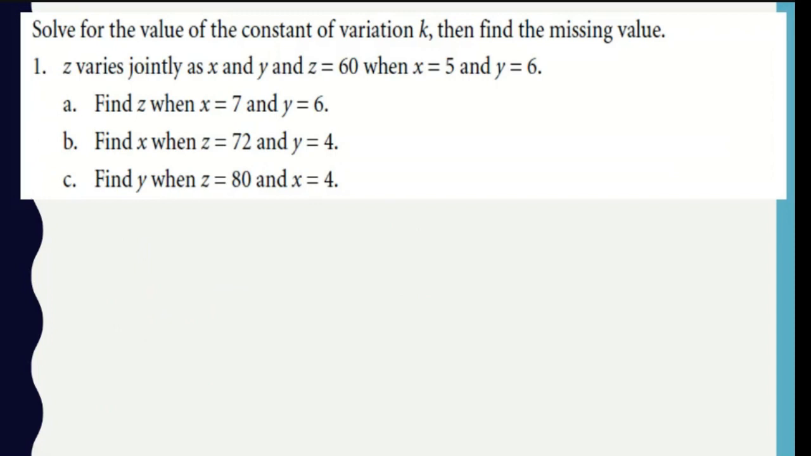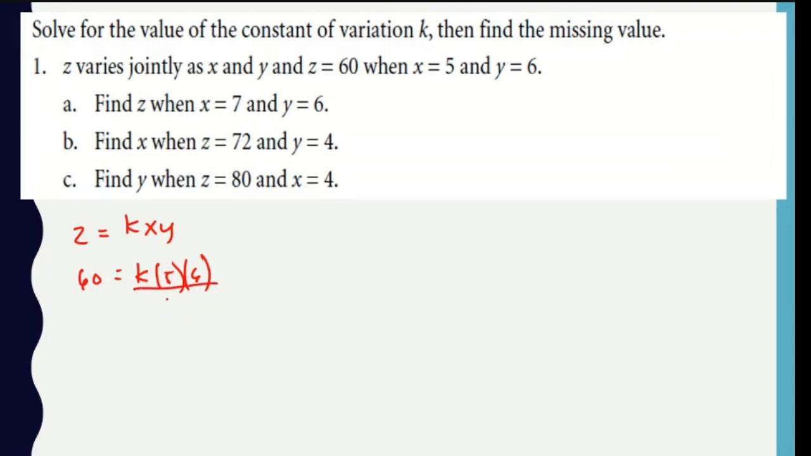Let's have another example. Solve for the value of the constant of variation k, then find the missing value. Number 1, z varies jointly as x and y, and z is 60 when x is 5 and y is 6. Okay, so let's have first the equation. So the tentative equation, you will be having z is equal to kxy. The table of relation here is not relevant already. So you will just manipulate the equation, substitute the initial values of x, y, and z. So you will have 60 is equal to k times 5 times 6.